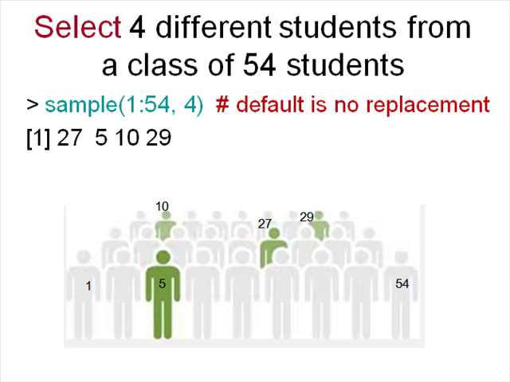And how do you sample 4 students from a class of 54 students? You say sample from 1 to 54 and 4, and you don't want to replace. That means I don't want to sample the same person twice. So I get 27, 5, 10, 29. So 4 people with no repetitions.